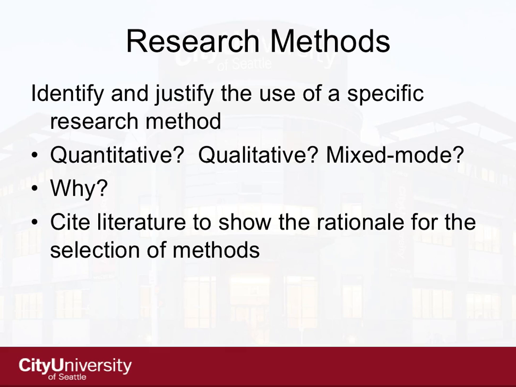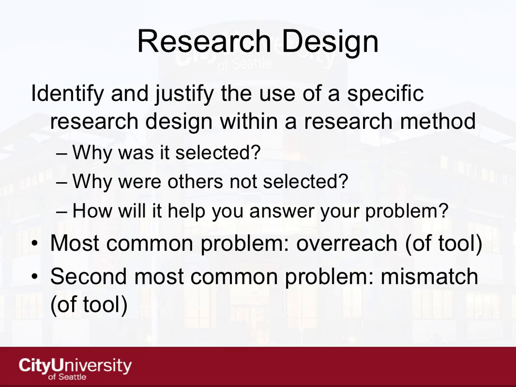Now, with the specific research method, and this is where there's a myriad of them, you have to identify and justify the use of a method. Quantitative, qualitative, mixed mode. Why are you doing that? This is where you want to cite the literature to show the rationale for the selection of methods. Again, go to Creswell, Patton, Salkind, Fowler, Yin, Charmaz. Those are all great authors to cite when you're talking about your research methods.